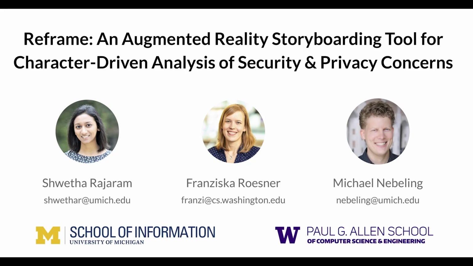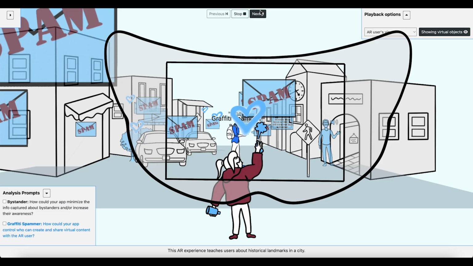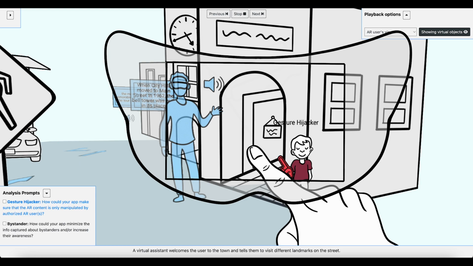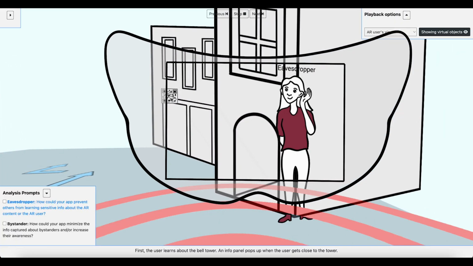We present Reframe, an augmented reality storyboarding tool for character-driven analysis of security and privacy concerns. The goal of our research is to enable novice AR designers with no formal training in security or privacy to interactively explore potential threats directly within their AR prototypes and guide them to design safer interactions for end users.